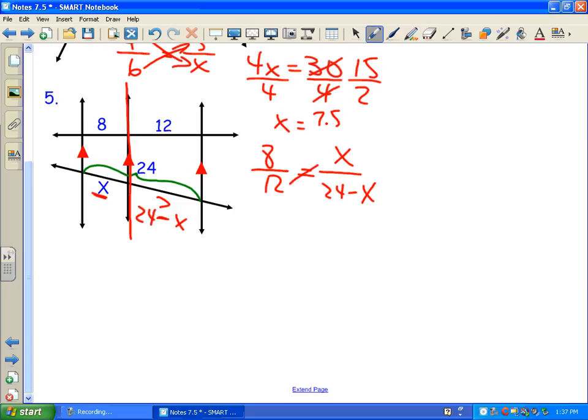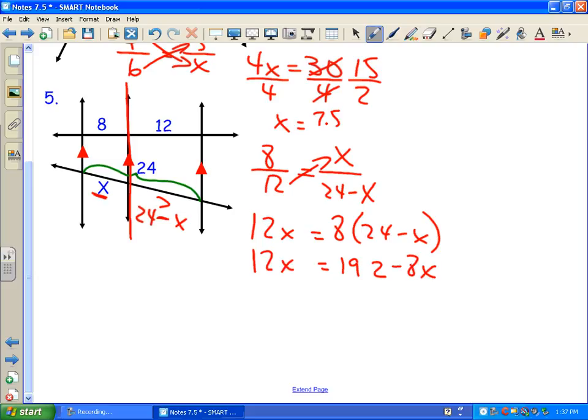That gives me a great proportion that I can solve. I can do 12 times x and 8 times 24 minus x. So 8 times 24: 8 times 4 is 32, carry a 3. 8 times 2 is 16, and 3 is 19. 8 times x is negative 8x. So that 8x has got to come to the other side, so we're going to add 8x to both sides to get rid of the subtraction of 8x. That gives me 20x equals 192.